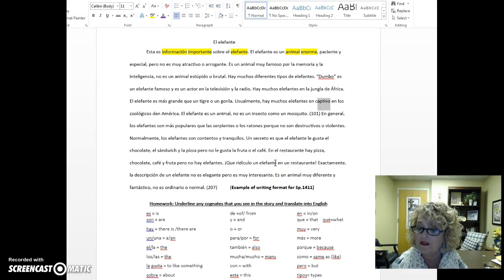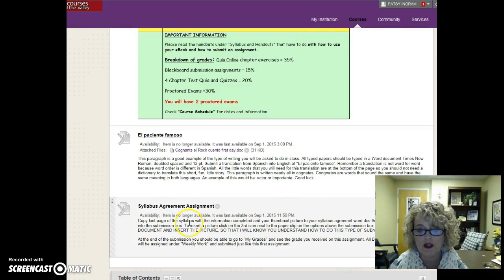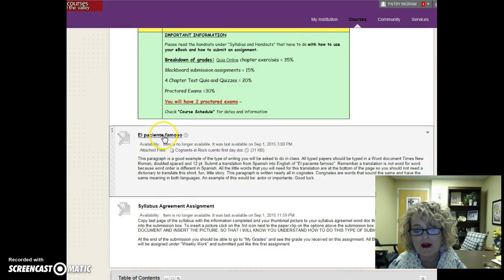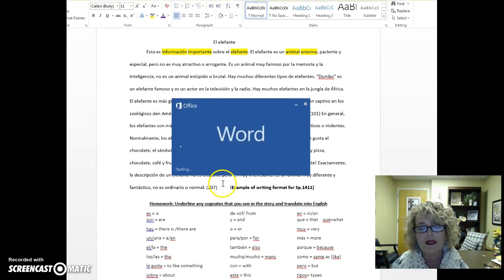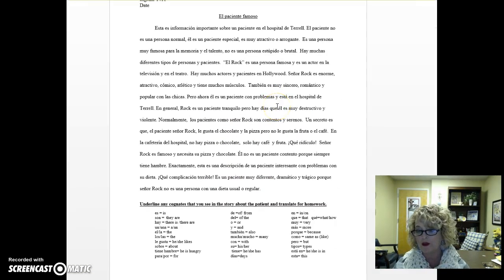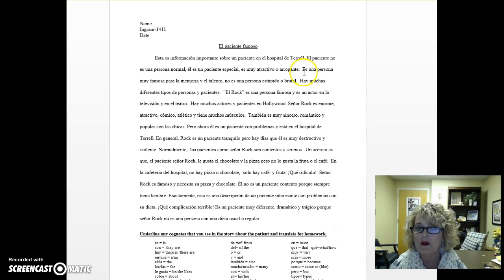You're going to translate another story. It's called El Paciente Famoso. El paciente famoso is the one you're going to do. So, in el paciente famoso, I am going to open it. And when I open it, you're going to see, this is what your paper is going to look like. So you're going to type it, you're going to put your name, and you're going to say, esta es información importante sobre un paciente en el hospital.